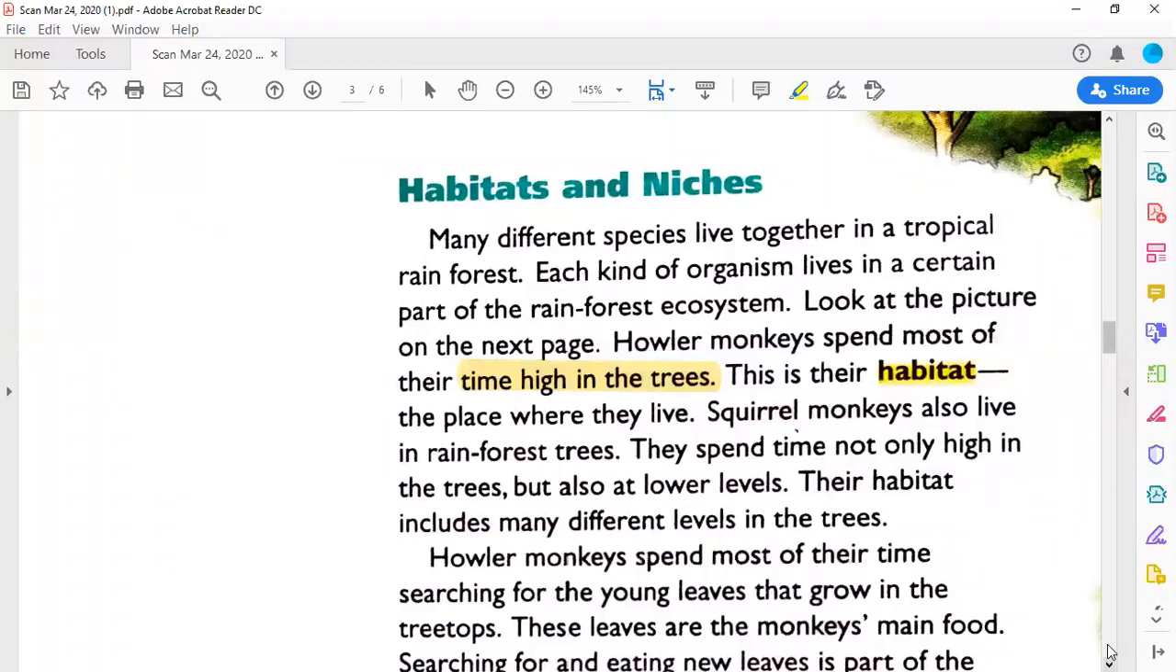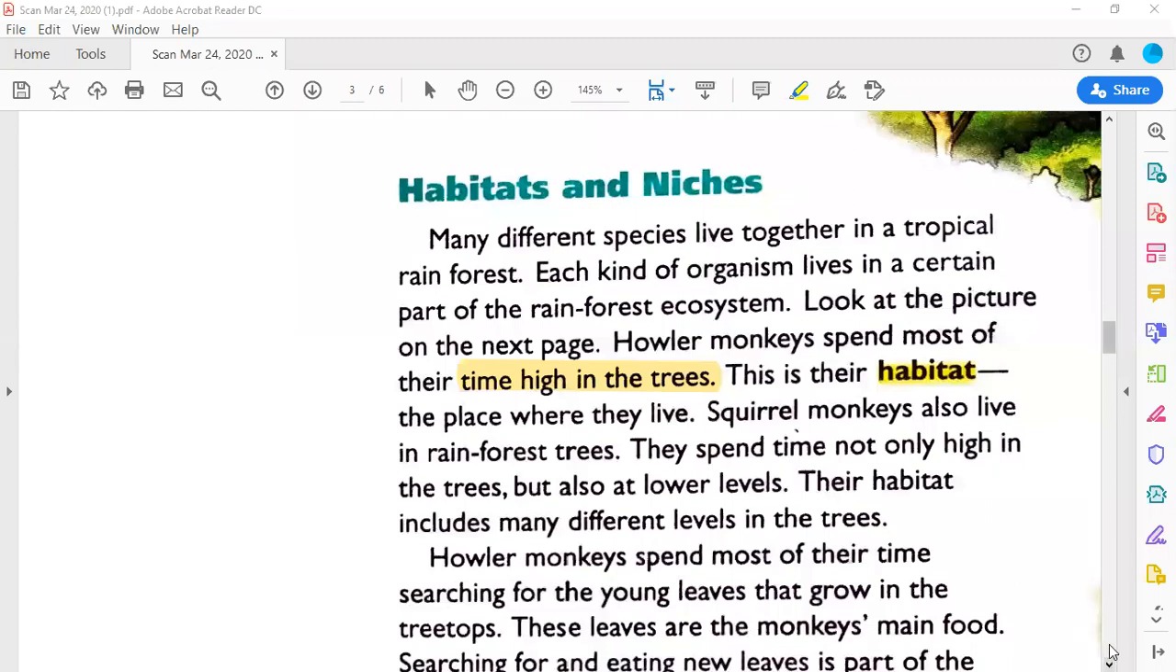A squirrel monkey also lives in rainforest trees. They spend time not only high in the trees, but also at lower levels. Their habitat includes many different levels in the trees.